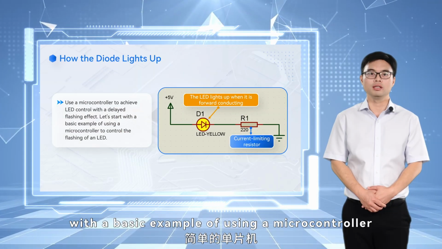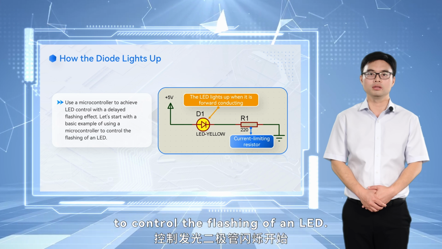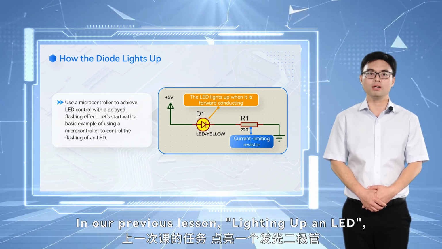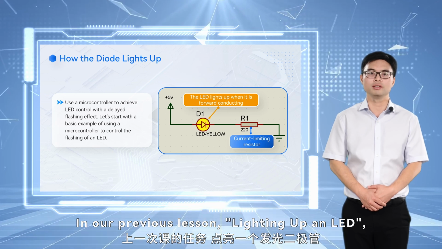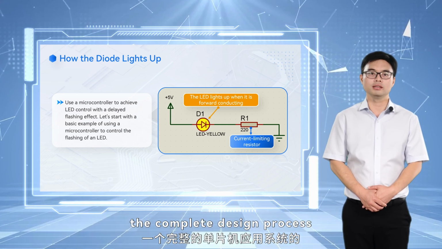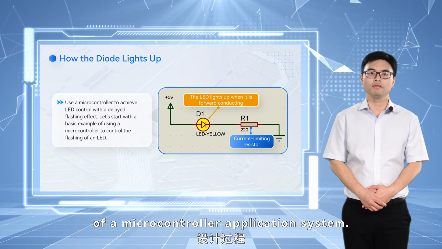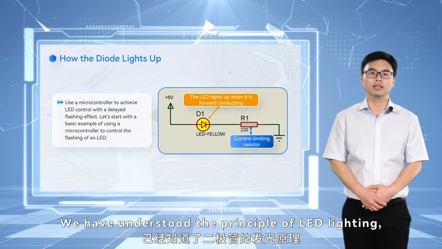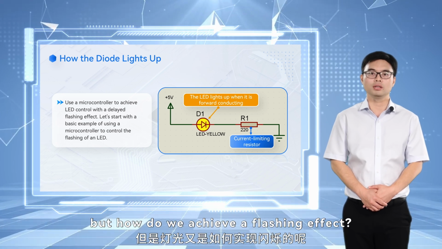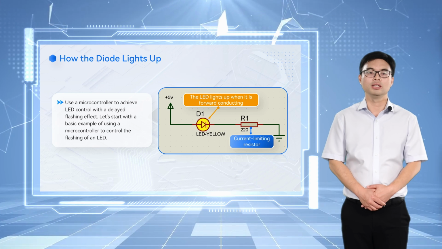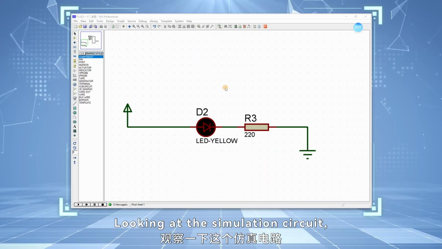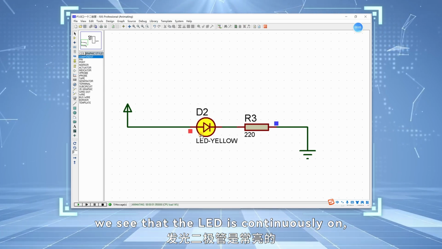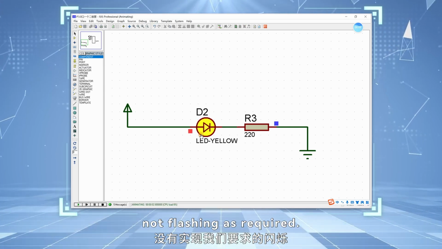Let's start with a basic example of using a microcontroller to control the flashing of an LED. In our previous lesson, lighting up an LED, we have learned about the complete design process of a microcontroller application system. We have understood the principle of LED lighting, but how do we achieve a flashing effect? Looking at the simulation circuit, we see that the LED is continuously on, not flashing as required.